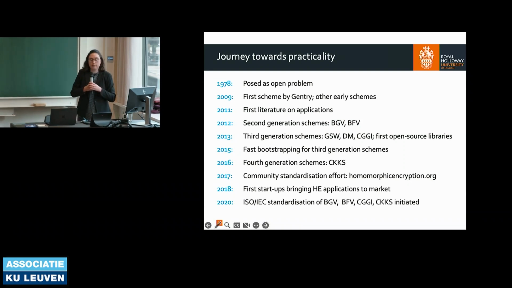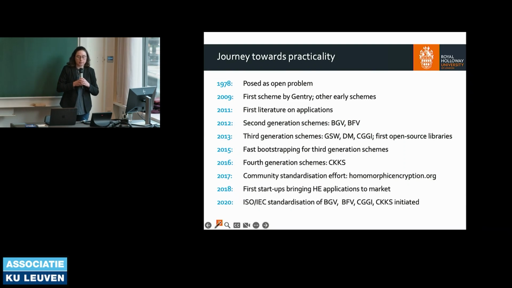Then in 2015 was a very exciting moment because we really started to have a situation where bootstrapping became kind of fast, so maybe like 1 second or 0.1 seconds to evaluate your bootstrapping for the third generation type schemes, which still have the fastest bootstrapping today. So that's really exciting. It starts to be the case that FHE is really practical, perhaps, or could be really practical.